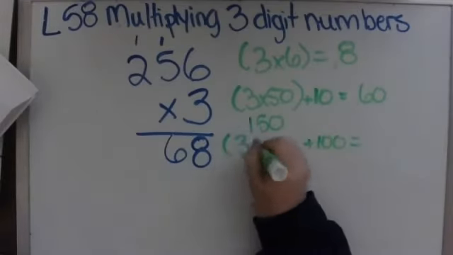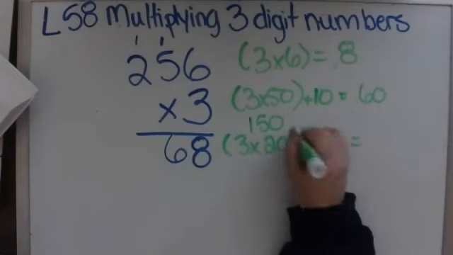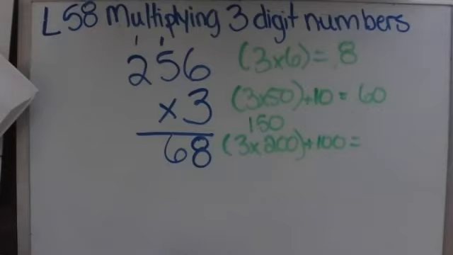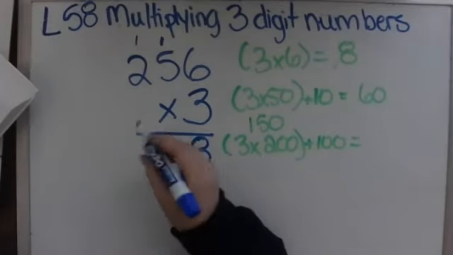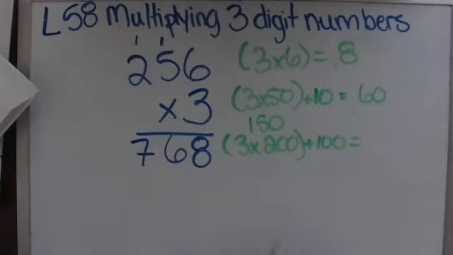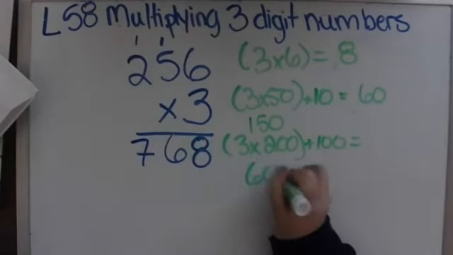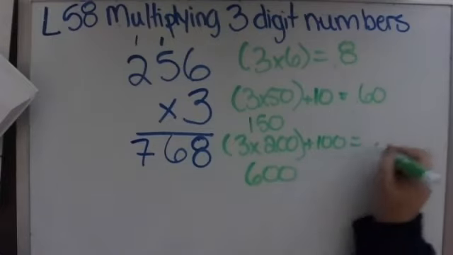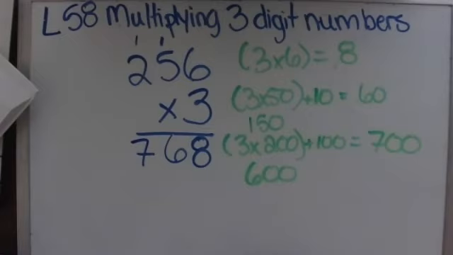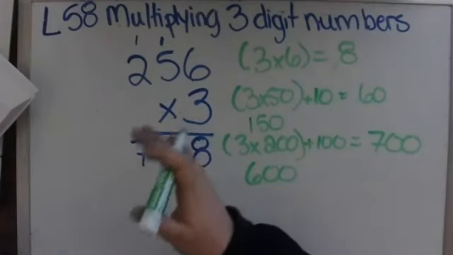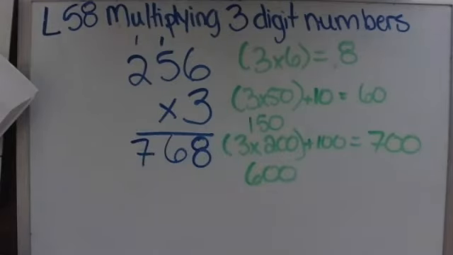And I'm now doing 3 times 2, or 3 times 200 plus the 100. So 3 times 2 is 6, plus 1 is 7, or 3 times 200 is 600, plus the 100 is 700. And now I add them up. 700 plus 60 plus 8. Okay, both of them get you the same answer. This is just an expanded version. This is a simplified version. Again, you're timesing your ones, tens, hundreds. That is lesson 58, multiplying 3-digit numbers by 1 digits for Saxon 4.